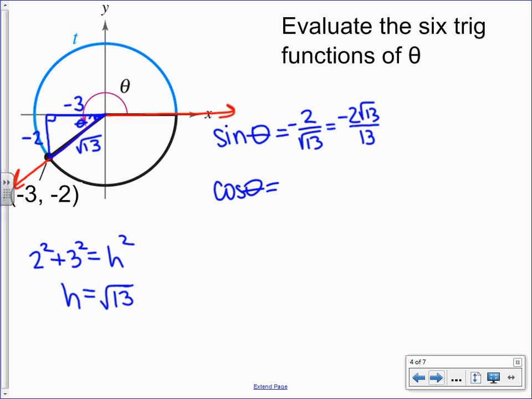Our cosine ratio, what is it? Okay, well, we'll go step by step. Adjacent over hypotenuse, -3 over radical 13. And so when we rationalize, we get -3 radical 13 over 13. If you rationalize in your head, that's just fine. Don't need to see that word. Okay. And then the tangent ratio would be what? Okay.